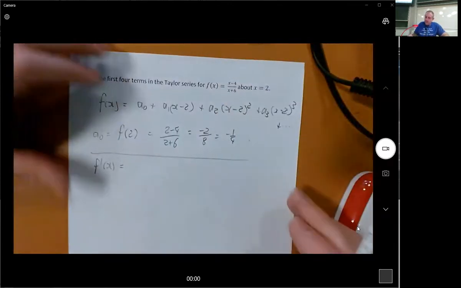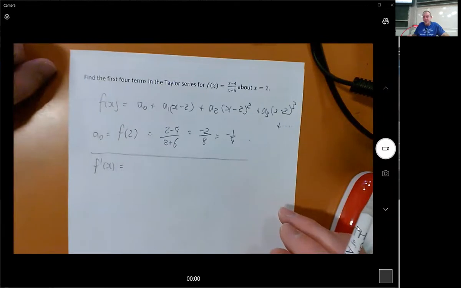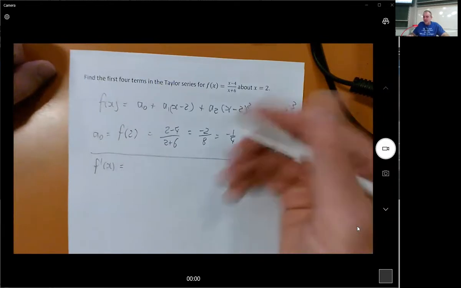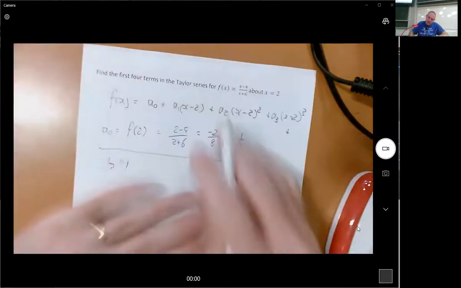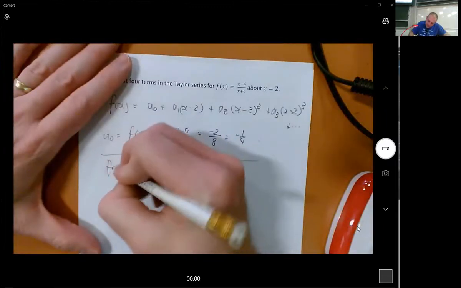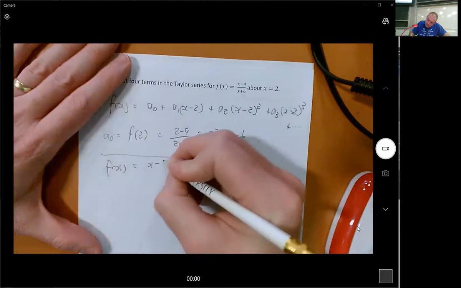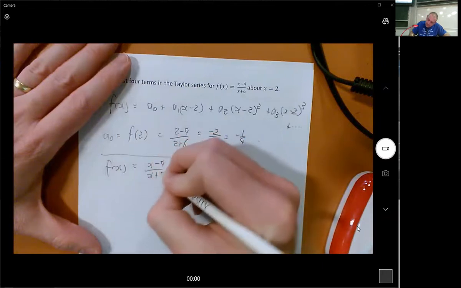Okay. I don't like that function. I mean, I'm going to have to do all this quotient rule stuff. So I feel like I want to rewrite that function in a better way. So let's see, f of x is x minus 4 over x plus 6.